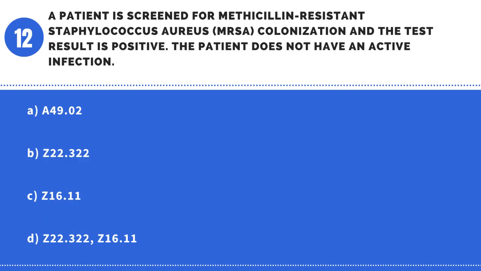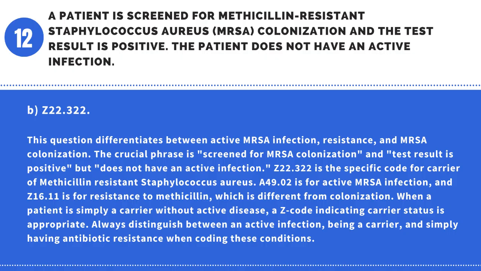Question 12. A patient is screened for methicillin-resistant Staphylococcus aureus, MRSA, colonization, and the test result is positive. The patient does not have an active infection. A. A49.02. B. Z22.322. C. Z16.11. D. Z22.322, Z16.11. Answer B.